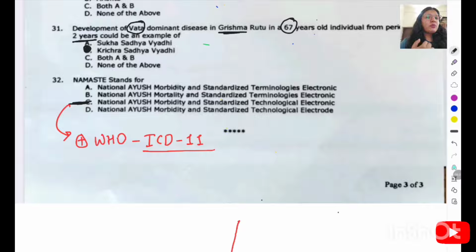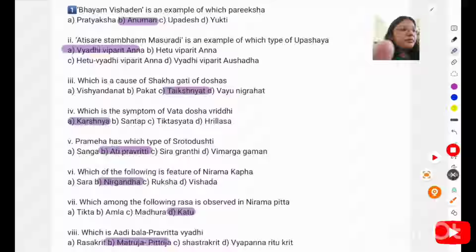What does NAMASTE stand for? NAMASTE is actually an electronic portal where many disease nomenclature or standardized terminologies are explained, and it is in accordance with WHO ICD-11. So the full form is National Ayush Morbidity and Standardized Terminologies Electronic Portal.